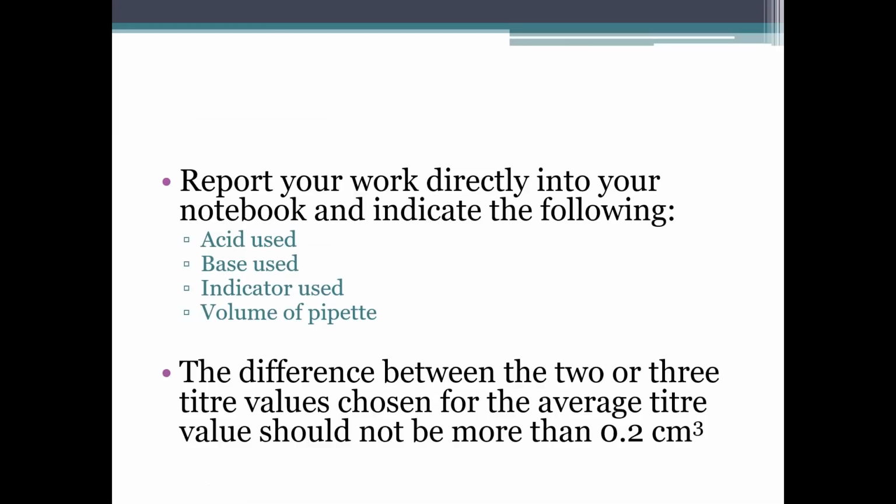And at the end of your titration, you're supposed to have an average of the volume of your titer value. So in picking the values for the average titration, you can use your rough, the first, and the second, provided the difference between your values is not more than 0.2 centimeter cubed.